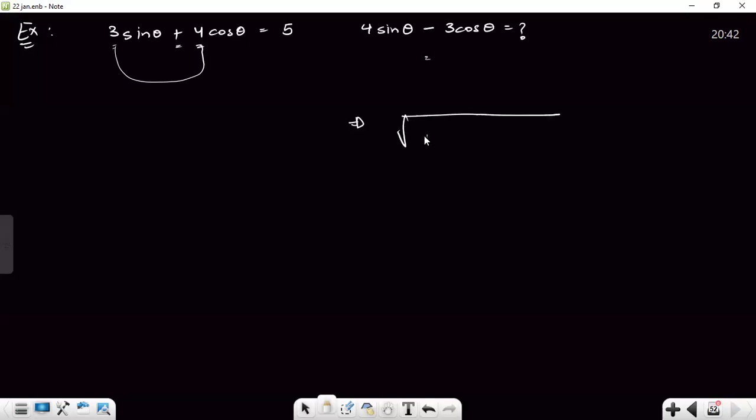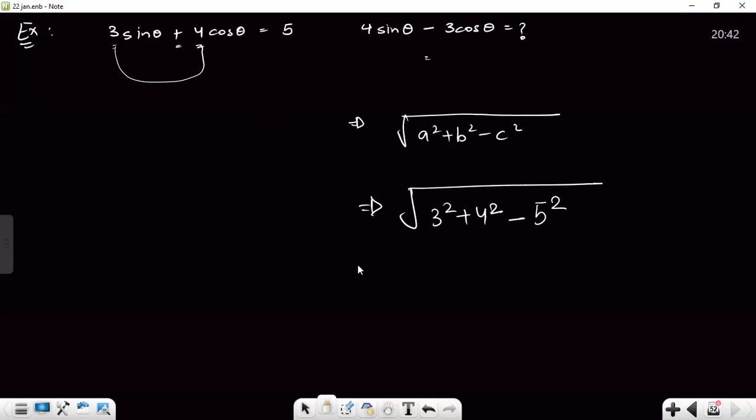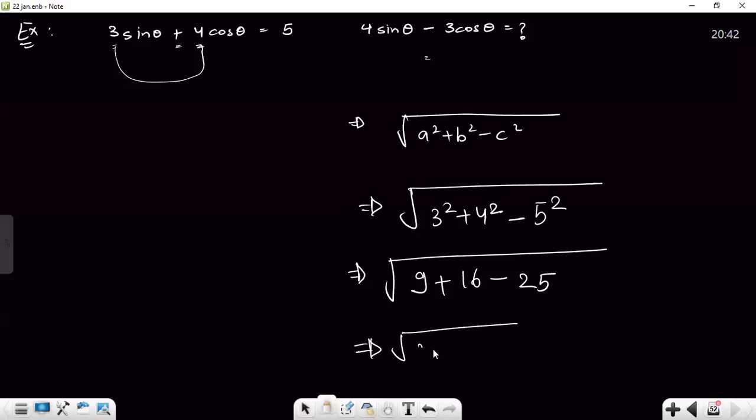Square root of A square plus B square minus C square. A and B are basically the coefficients of sine and cos, which are 3 and 4. 3 square plus 4 square minus C square, where C is the right hand side of the given condition, which is 5, so 5 squared. Let's find out. 3 square is 9, 4 square is 16, 5 square is 25. 9 plus 16 is 25. 25 minus 25 is 0, which is our answer.